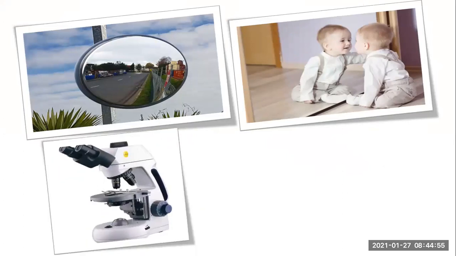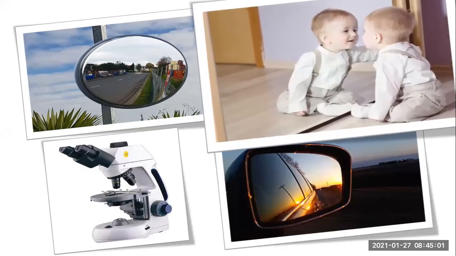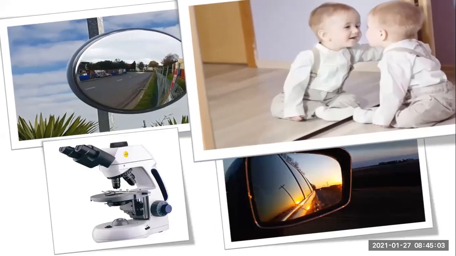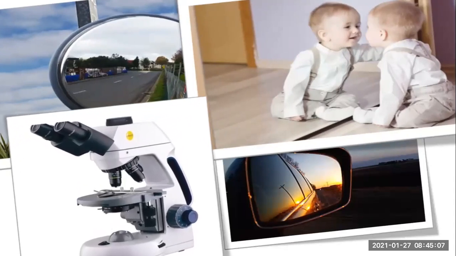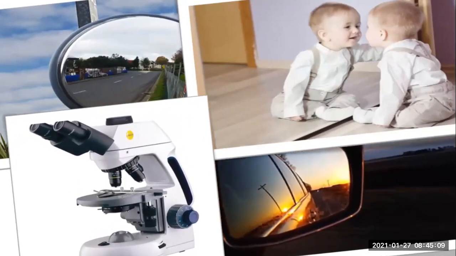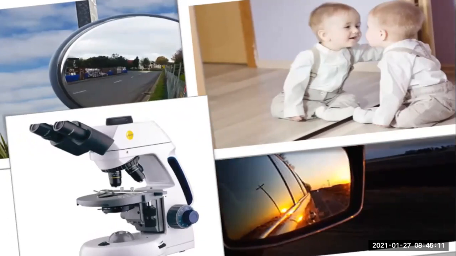Apart from this, mirrors are used in microscope as well, and in the car. So these are four main examples. You can give other examples other than these. Okay, so we see ourselves, mirrors are used on the roads of hills, they are used in microscope, they are used in different vehicles as well.